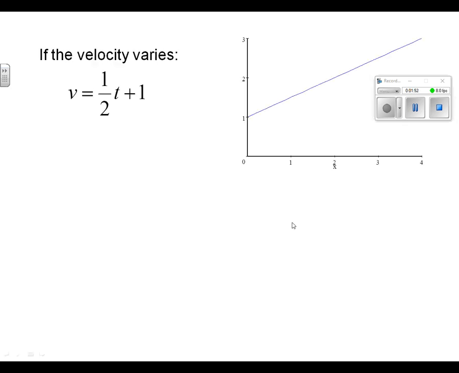So let's look at what if the velocity varies. So here we've got just a slight difference. We have a slope of 1/2. That's our velocity. So our velocity is going up. It's increasing. Now let's pause right here and look. First of all, what is this? It's the antiderivative. The S stands for position.